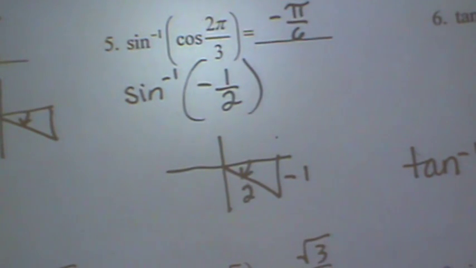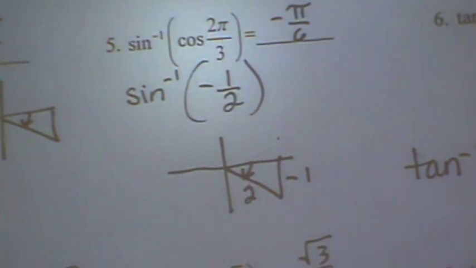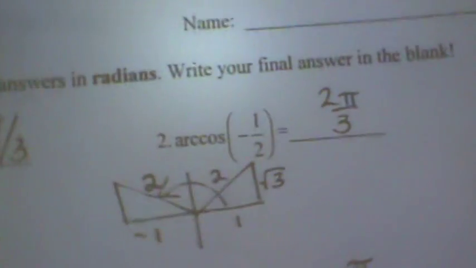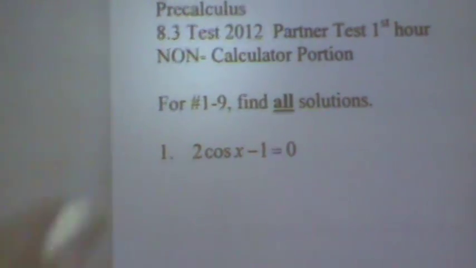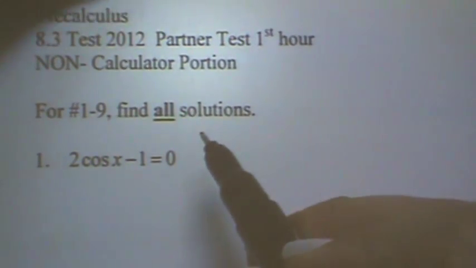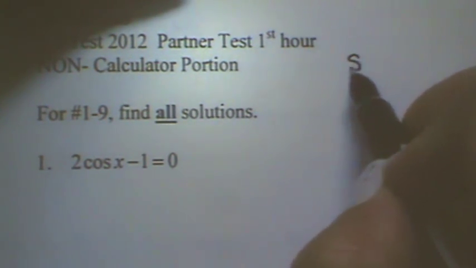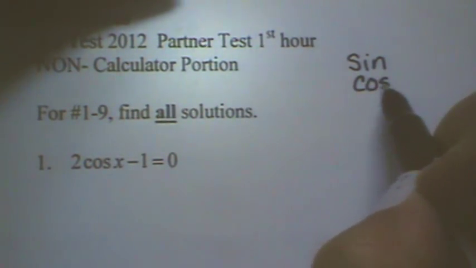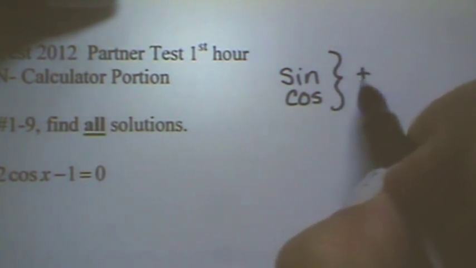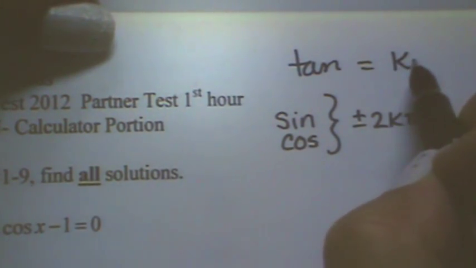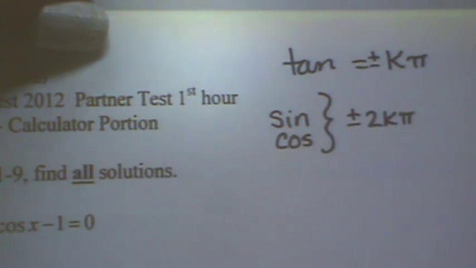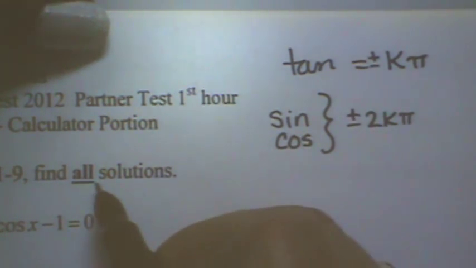All right, now the back side, if you read the directions, it says, find all solutions. What does that mean, all? If it's sine or cosine, what do you do? And if it's tangent, we can be kind of lazy and write plus or minus k pi, right? On these ones, because it says find all.